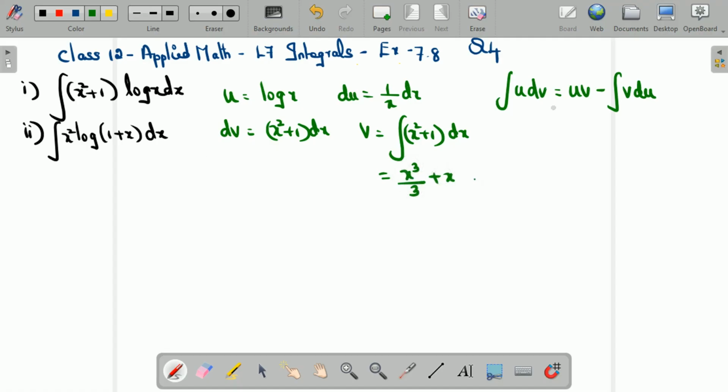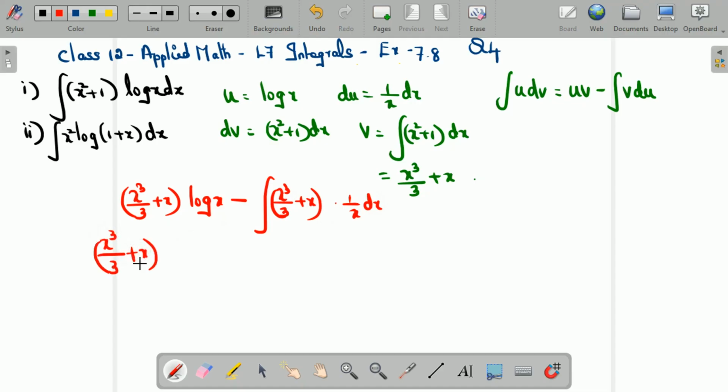Now let's perform the operation, substitute in the formula. So uv is x cubed by 3 plus x into log x. Now minus integral v du, so this is x cubed by 3 plus x, the whole thing into 1 by x dx. Here first I'm going to take x outside, so this is x cubed by 3 plus x into log x minus integral, I'm taking an x outside, so this is x squared by 3 plus 1 into 1 by x dx.